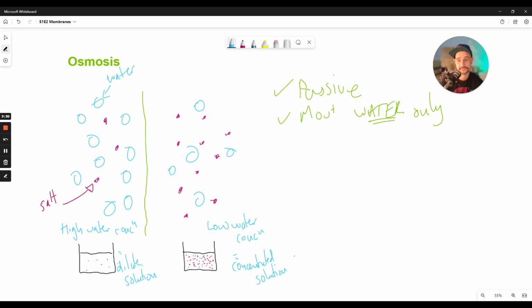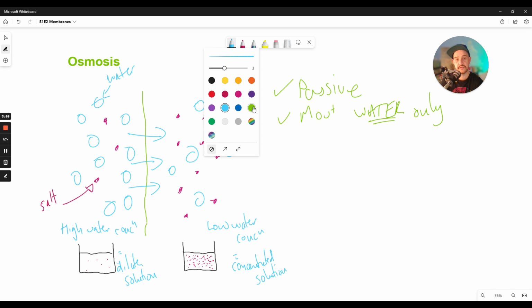So in osmosis, then, water is going to move from a high water concentration to a low water concentration, down a concentration gradient. So water is going to move in this direction, the net movement of water. Remember, molecules move at random, so they go sort of everywhere. But the net movement of all the water will be moving in that direction until the concentrations are the same.